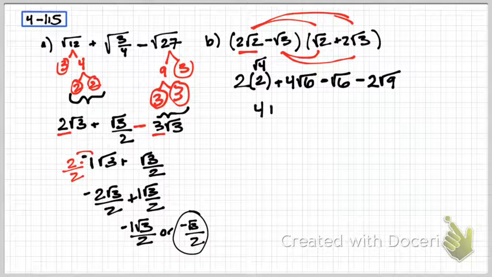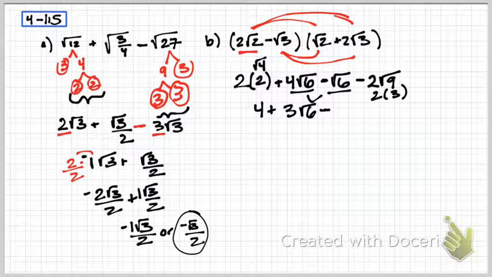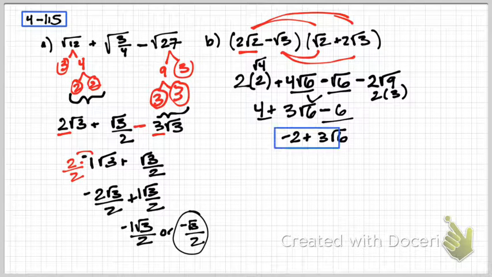So now it's 4 plus, let's combine these, 3 rad 6 minus, and 2 times rad 9 is just 2 times 3, which would just be 6. So combine these, we get negative 2 plus 3 rad 6. Final answer, there it is. Negative 2 plus 3 rad 6, can't go any farther.